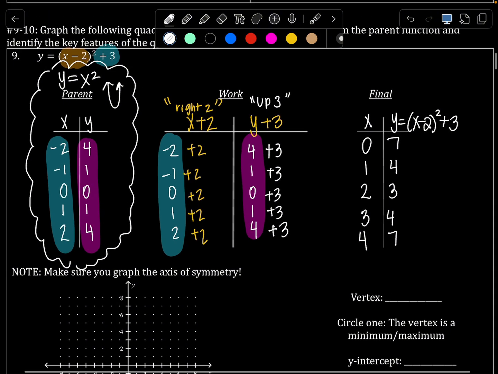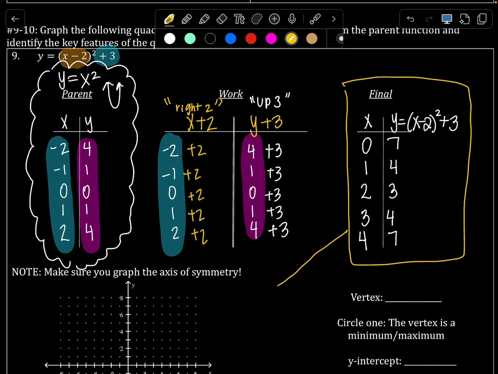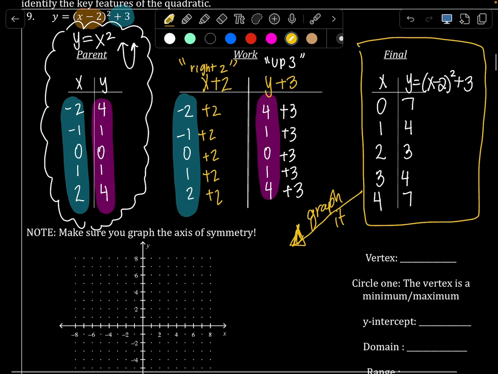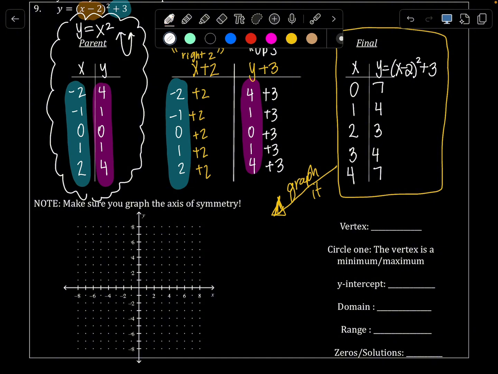So the one that we're going to graph is our final one on the graph. Okay, so here we go. It's going to go 0 up to the 7. Put a dot there. 1, 4. 2, 3. You can draw your axis of symmetry there, and then 1 point to the left, 1 point to the right, and there you go. It's a nice little pattern. It's a nice little smiley face.